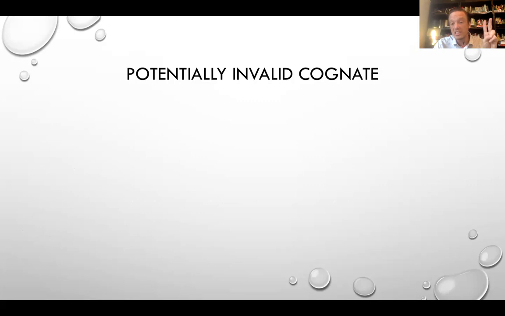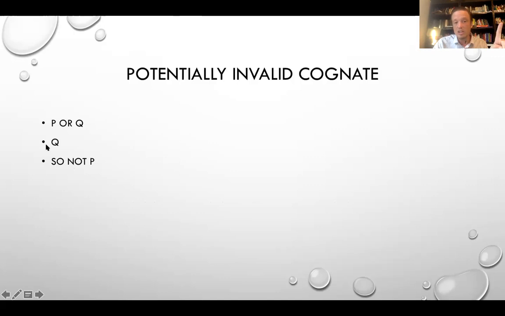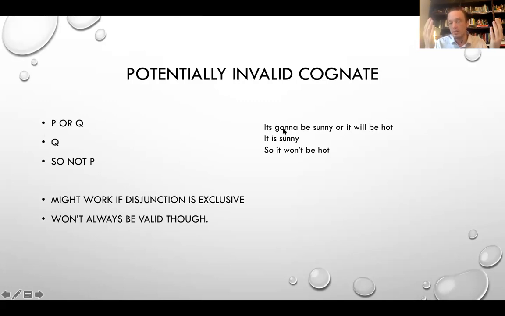Notice, though, that there's a potentially invalid cognate for this one, too, okay? P or Q, Q, so not P, okay? So it's okay to do it as long as you're doing a not P or a not Q here in the disjunctive syllogism. It's not okay to affirm one, okay? And this is a little bit strange. Here's why, okay? Because it's not always going to work because sometimes you get disjunctions where they're not exclusive. Like if the Raptors and the Warriors won, they're exclusive. It has to be one or the other. But with lots of disjunctions, it could be true that both are true, right?